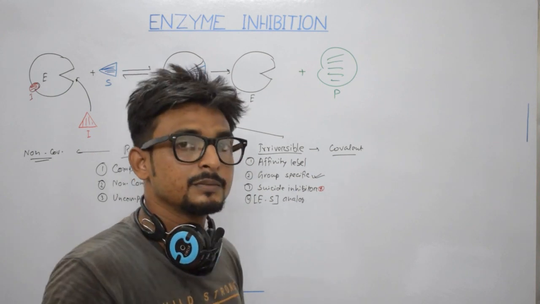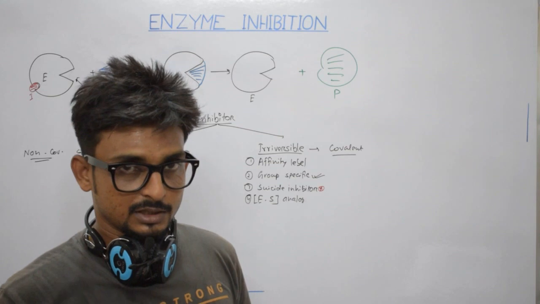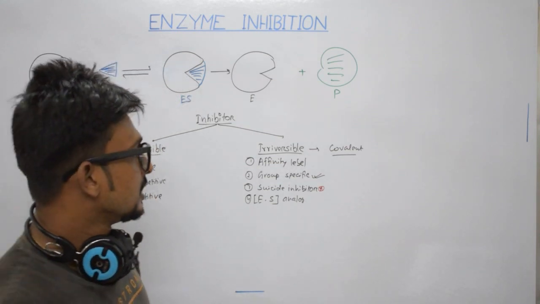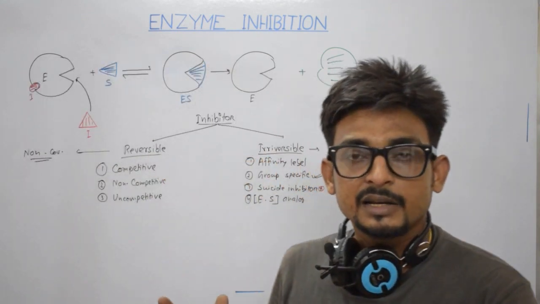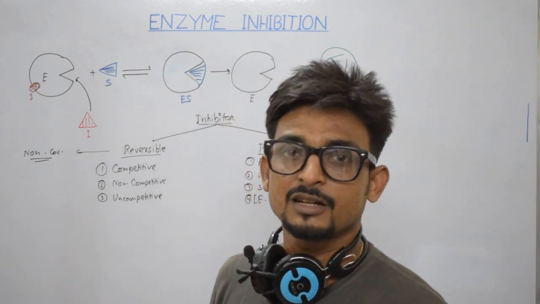Affinity level means it will actually increase the affinity for binding with particular inhibitors, where the substrate and enzyme complex cannot be formed. Even if it is formed, it cannot make any kind of product.